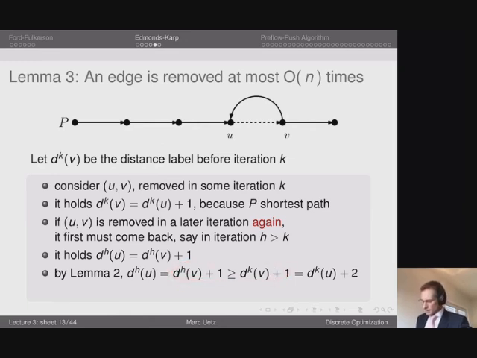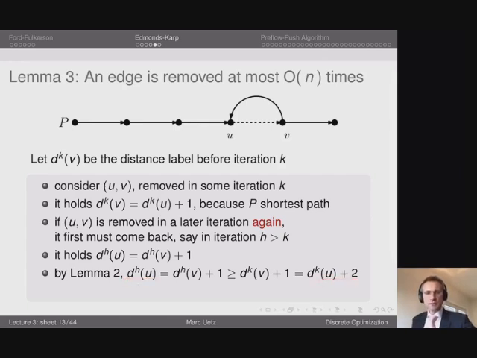Okay. And now in iteration k, we actually know that the augmenting path was in this direction. So v was appearing directly after u on this augmenting path. So therefore, the distance of v was 1 more than that of u. So I plug that in, and what do I get? That the distance of vertex u in iteration h is at least 2 more than it has been in iteration k, and hence, before removing in the yet later iteration the same edge once more, the distances will have increased by at least 2.